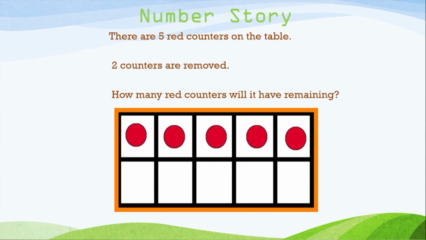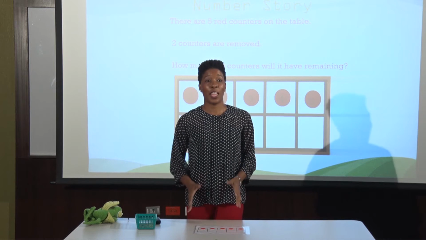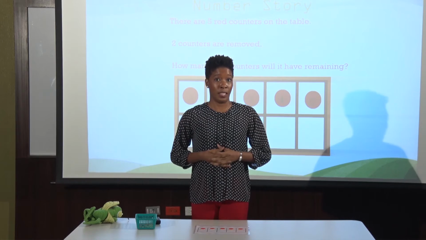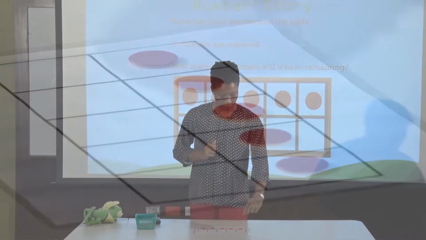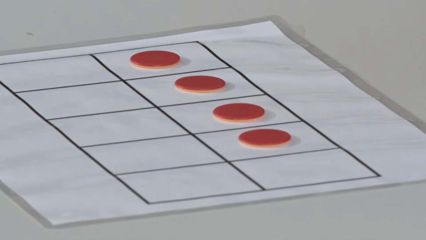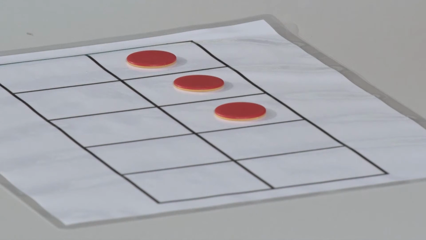So here's my 10 frame, and there are 5. 1, 2, 3, 4, 5. There are 5 red counters on my 10 frame, and I removed 2. So I take away 2. 1, 2. How many are left, boys and girls? Have you figured it out?